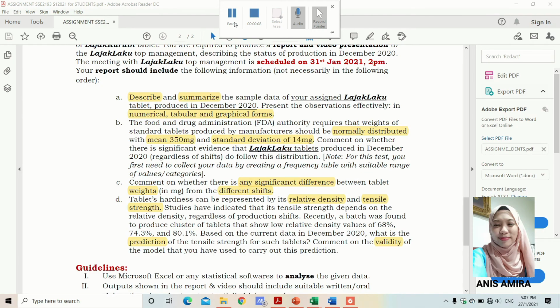For question D, we need to determine the independent variable x and the dependent variable y. According to the question, tensile strength depends on the relative density. That means relative density is the independent variable, which is x, while tensile strength is the dependent variable y. I'm using Excel to carry out the regression analysis to obtain the fitted regression line.